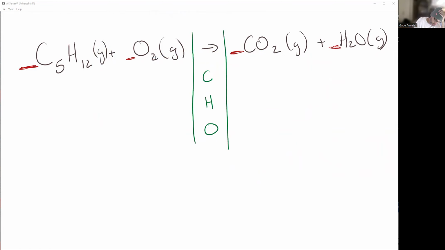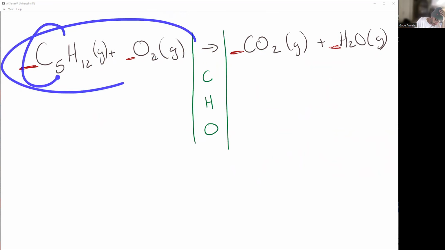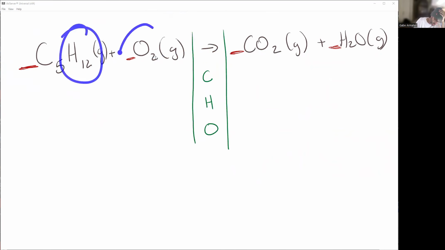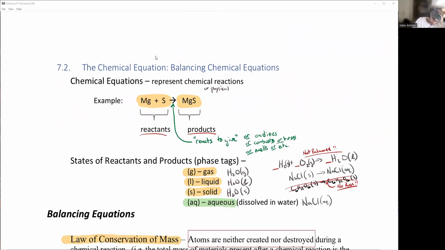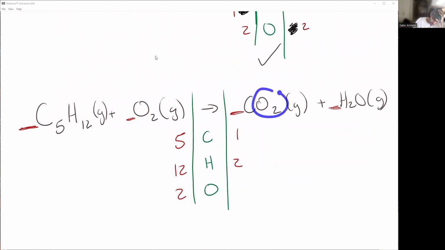So right now, I have 5 carbons, 12 hydrogens, and 2 oxygens. On the right-hand side, I've got 1 carbon, 2 hydrogens, and 3 oxygen. Make sure you look for all the chemicals to see if you have more than 1. It seems like nothing is matched. Totally fine. We're just going to start.